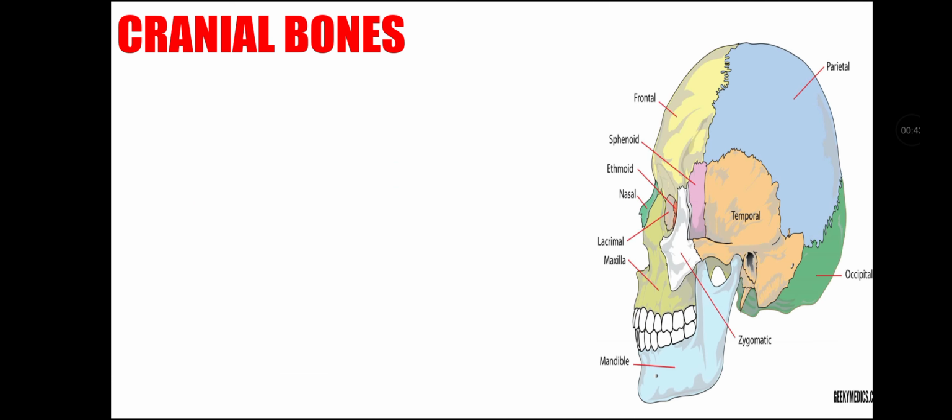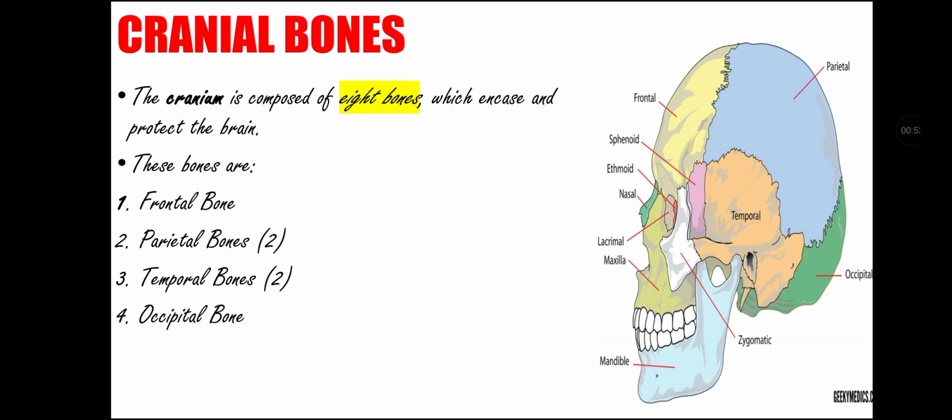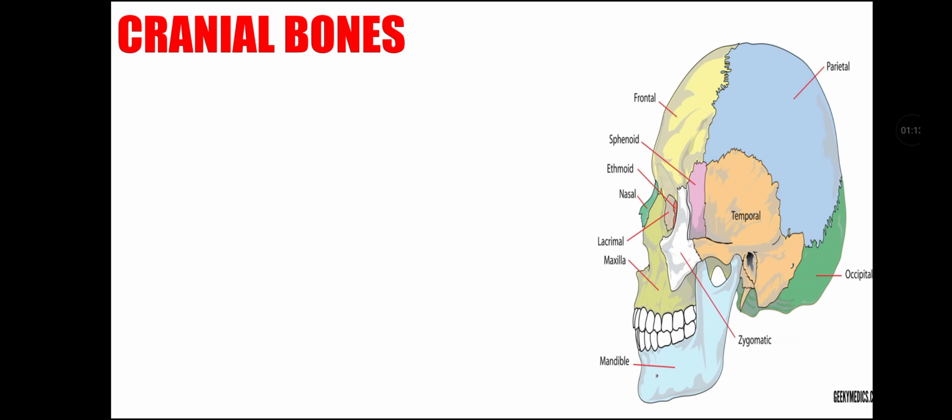Now let's talk about cranial bones that are present in skull. The cranium is composed of 8 bones which encase and protect the brain. And these bones are frontal bone, 2 parietal bone, 2 temporal bone, 1 occipital bone, sphenoid bone and ethmoid bone. So here you can see the parietal bone and temporal bone are the paired bones, while all of the other 4 cranial bones of the cranium are the unpaired bone or the single bones. So let's talk about them one by one.